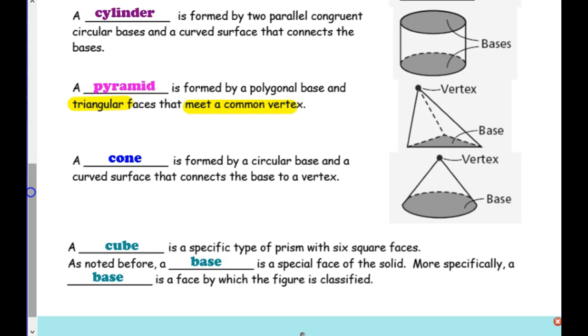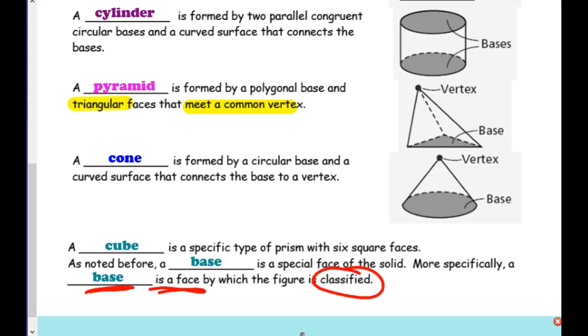And then as noted before, a base is a special face of the solid. More specifically, a base is a face. Cannot say this enough, because some people think, well, if it's a face, it's not a base. No. A base is a face by which the figure is classified. So again, an important word, classification. What kind of prism is it? Look at its base. What kind of pyramid is it? Look at its base. So the base tells you what kind of prism or pyramid you're talking about.